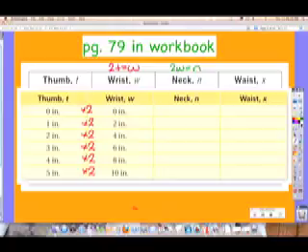So don't we just take the wrist and times it by 2 again? Yeah, so let's write times by 2 all the way down, because we just have to double the wrist to get to the neck.